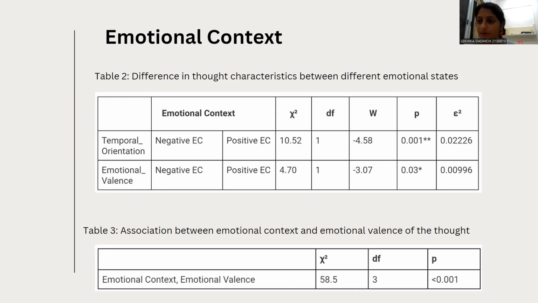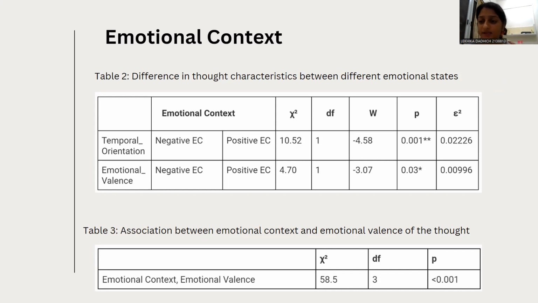So if somebody is in a positive state, they were much more likely to have thoughts which were positive, and if they were in a negative emotional state, they are much more likely to have negative emotional thoughts, right? So this suggests that our thoughts are context based.